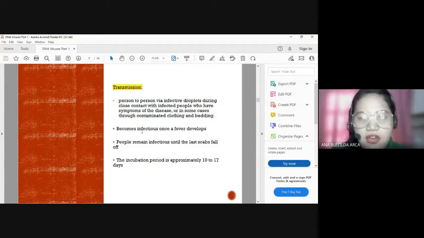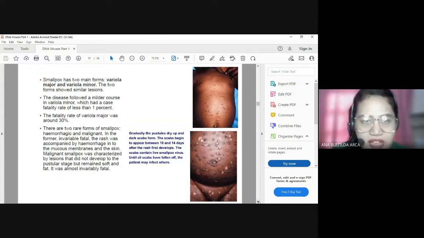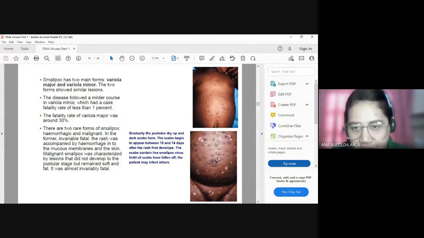Okay? So a patient will become infectious once they have the fever, and then they remain infectious hanggang meron sila mga pustules. Kapag meron ng peklat at nag-fall off na yung scab nila, definitely non-infectious na sila. So, ano ba ang characteristic? So, this is the characteristic of the smallpox virus. So, makikita mo, ayan, ito yung kanilang mga pustules. Ito yung pustule na, nakakahawa pa.